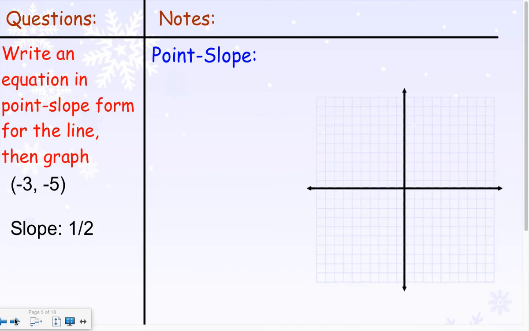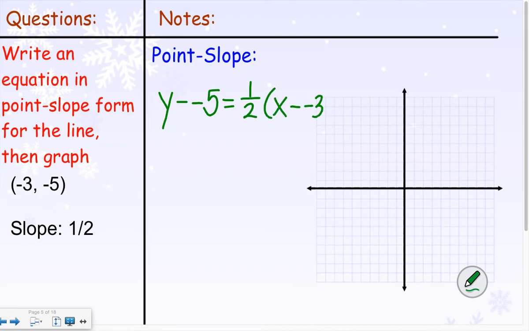All right, once again, point-slope form. So y minus a negative 5 equals my slope of 1/2 times x minus a negative 3. Turn both of these into pluses. And then to graph, I'm going to start with my ordered pair, which is -3, -5. From that dot, I'm going to rise 1, run 2, rise 1, run 2, rise 1, run 2.